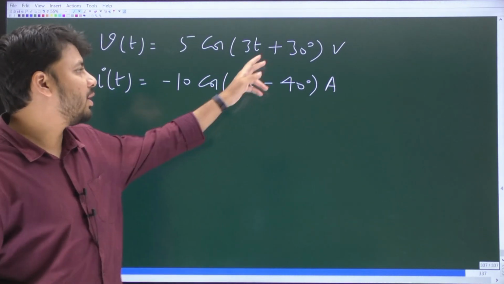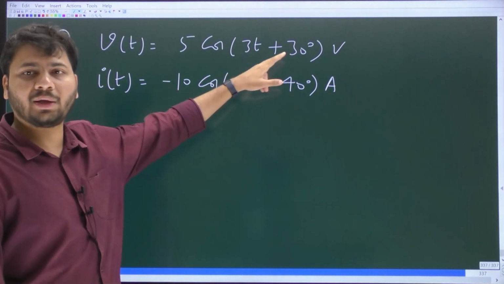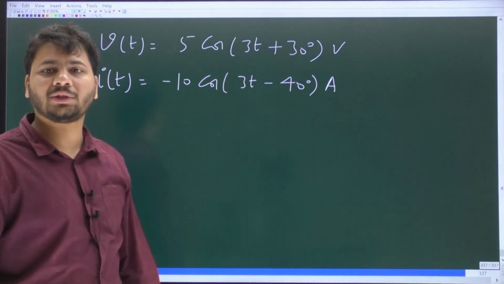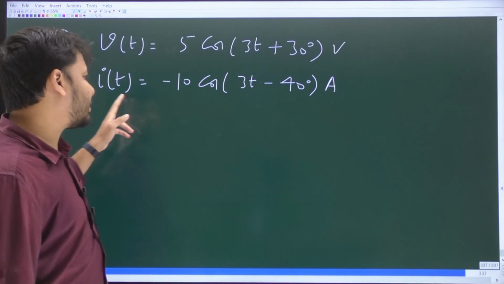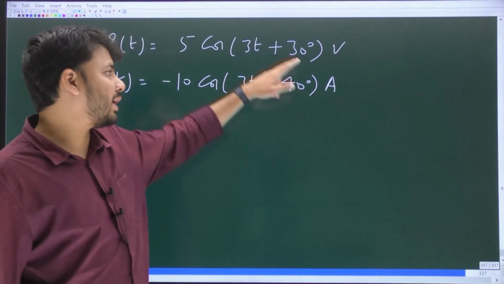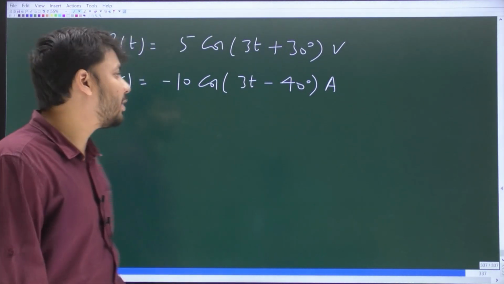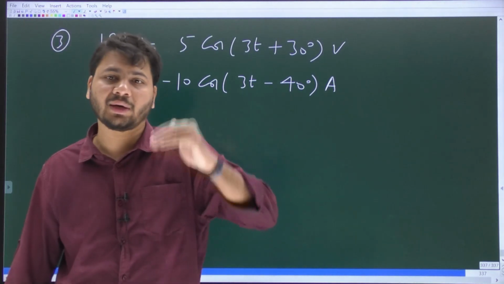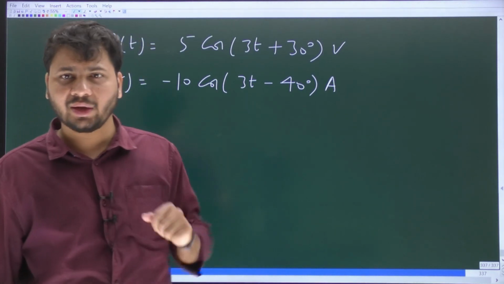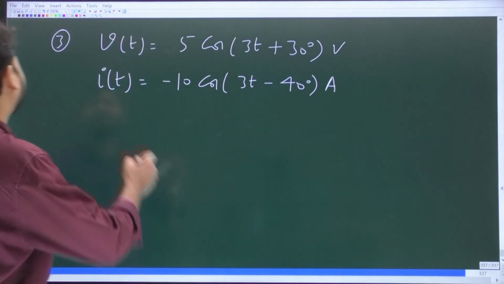Again, if you directly take the phase difference, what is the phase angle of the voltage? Plus 30 degrees. What is the phase angle of the current? It looks like minus 40 degrees. What is the phase difference? 30 degrees minus 40 degrees is plus 70 degrees. So the phase difference between voltage and current is 70 degrees. So it looks like V leads I by 70 degrees.